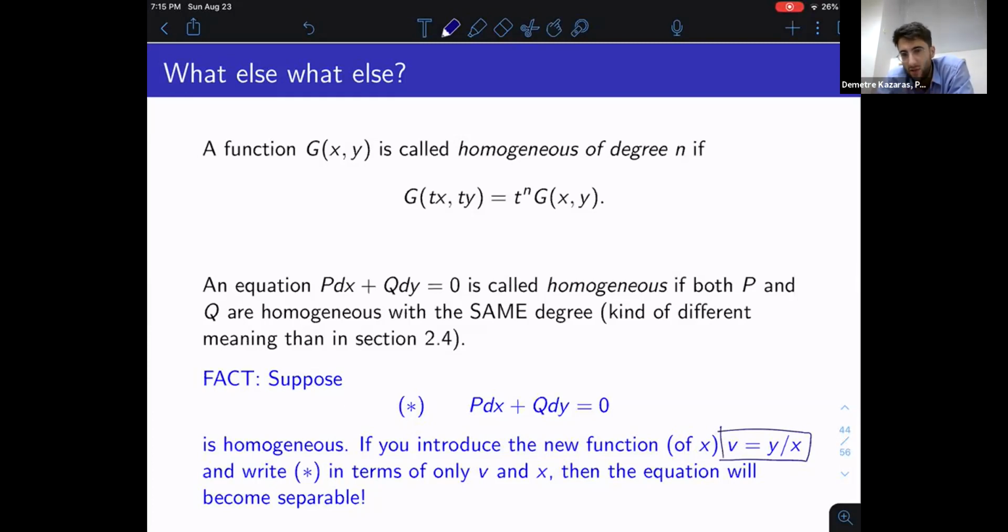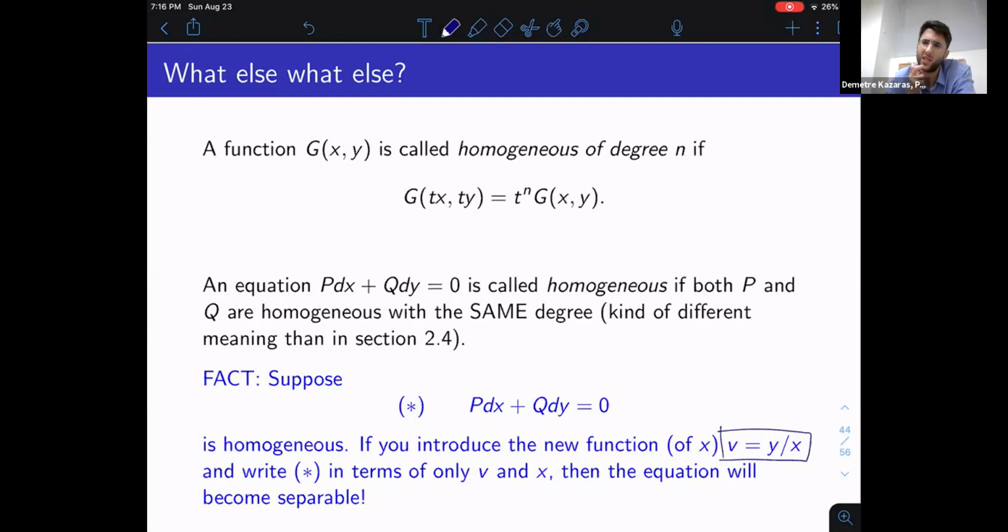If you make this substitution, if you declare v to be y over x, and then try to rewrite equation star in terms of only v's and x's, so totally do away with y's, replace them only with v's and x's, then this equation will turn out to be separable. Very interesting. It's a separable equation, not in terms of y anymore, but in terms of v and x, and you'll be able to solve it in the usual way.